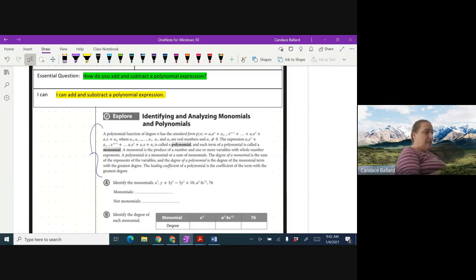So if we're going to look at identifying our monomials here, I'm looking for things that have one term. So it looks like x cubed has one term. Even though this is, as long as it's multiplied, it's one term. So that looks like it's one term. So it's a squared b c. I can't tell if it's squared or cubed. I think it's supposed to be cubed, or maybe it has something else up there. And then 76, that's a monomial. And then this thing here, this huge long thing here, that's not a monomial. That is some other kind of polynomial.